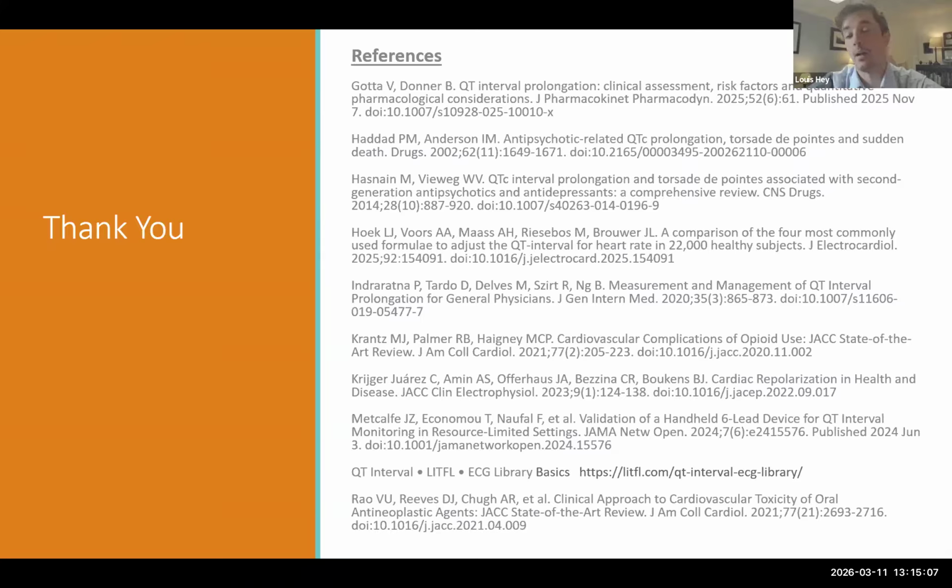And then Reglan, the one that we searched, as far as I could tell, has never itself been implicated in torsades. So those are Compazine, Phenergan.